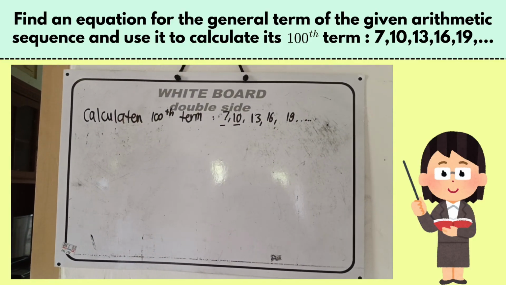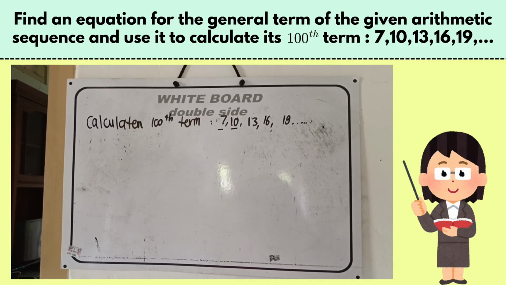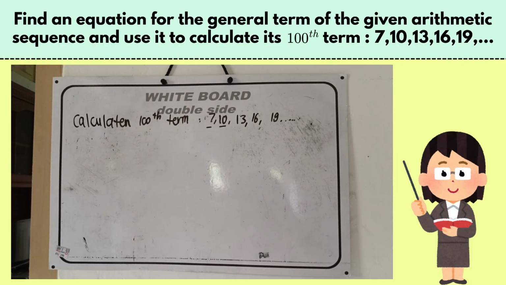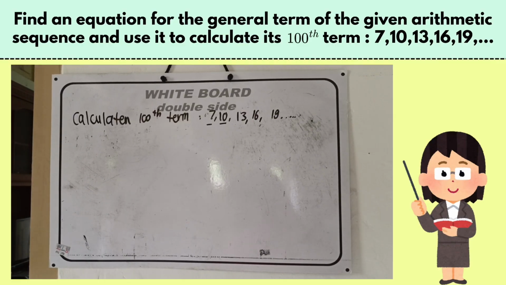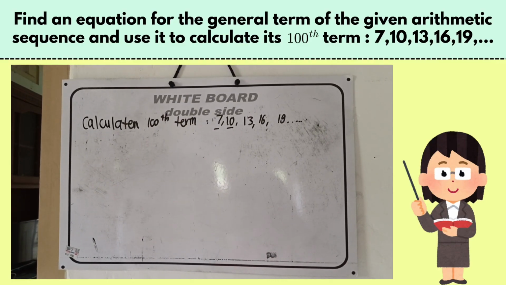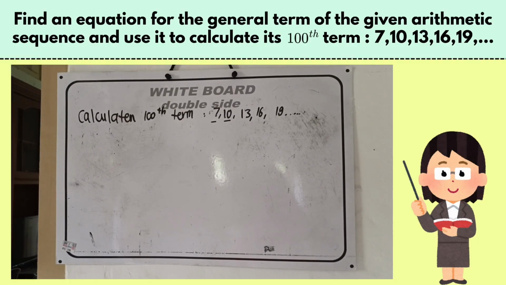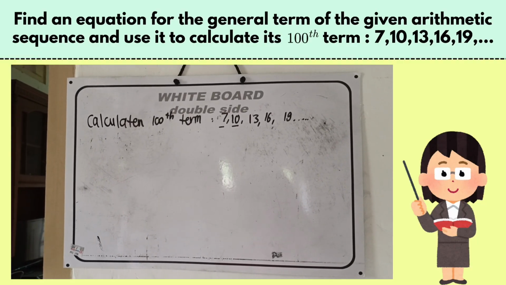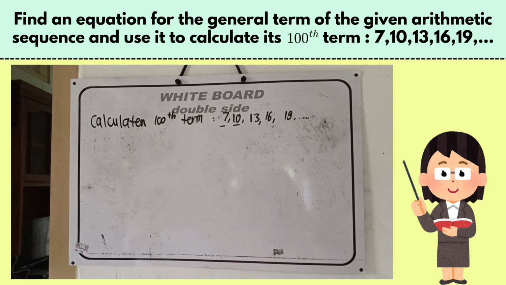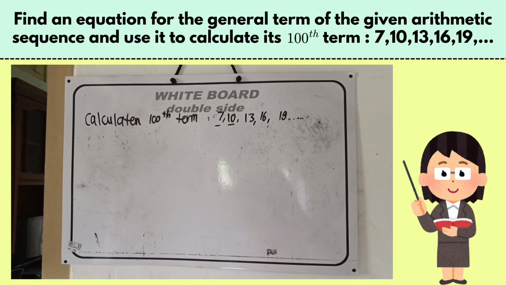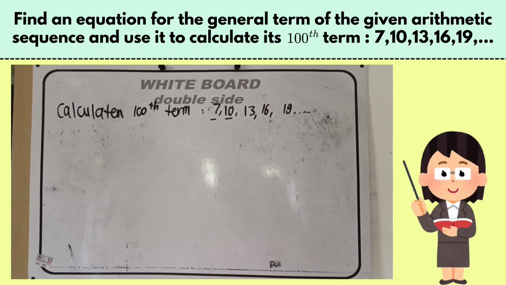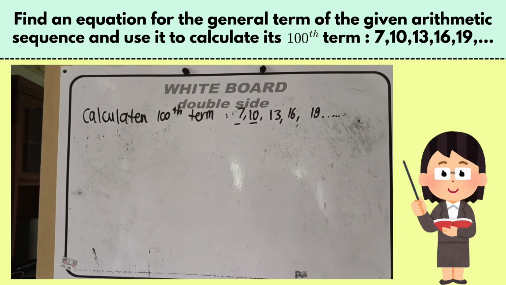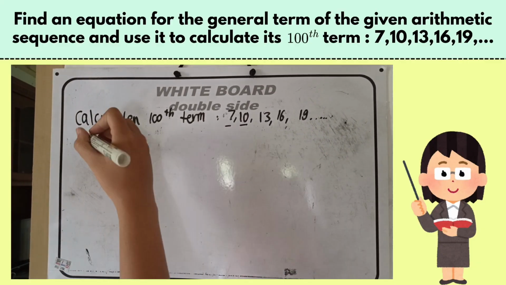Okay guys, for the first exercise, we have: find an equation for the general term of the given arithmetic sequence and use it to calculate its 100th term. We have 7, 10, 13, 16, 19, and so on. So, solving this problem, first we must find the common difference, whose symbol is d.